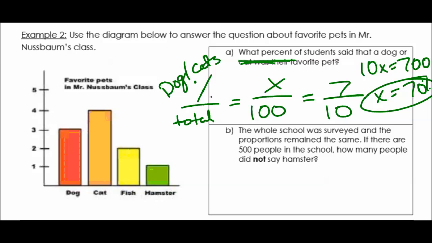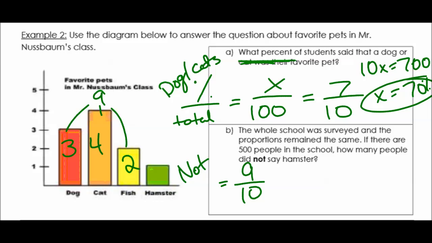We're talking about everybody who did not say hamster. That includes dogs, cats, and fish. I'm not sure who's picking fish, but that's the rest of the people other than that one hamster guy. So it's 3 plus 4 plus 2. That's 9 people total. 9 people out of 10 said not hamster.